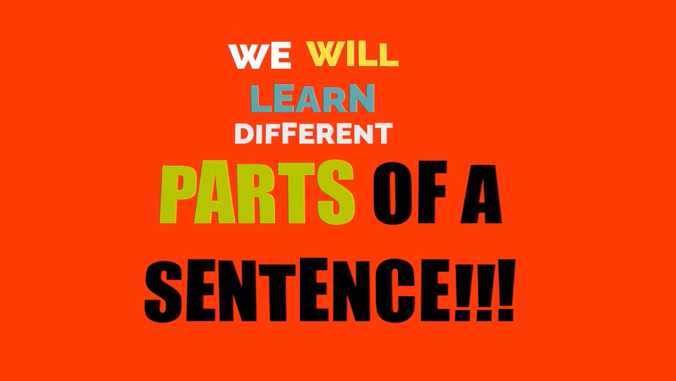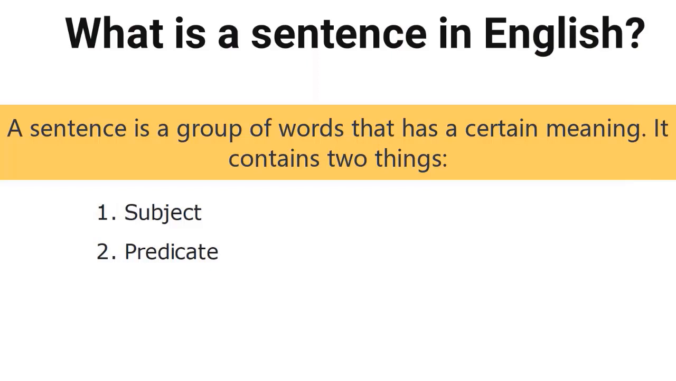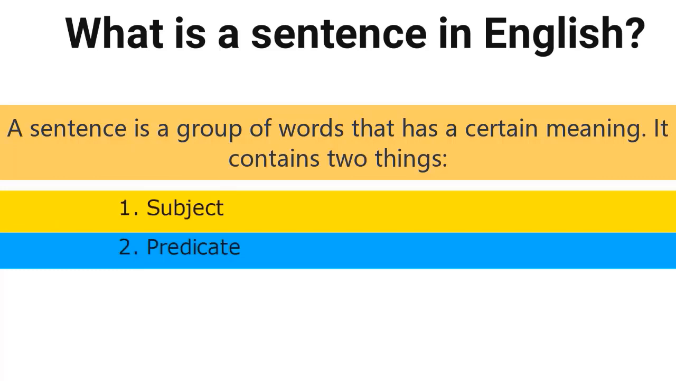Now, let's start with understanding what exactly a sentence is in English. What is a sentence? Guys, a sentence is a group of words or a combination of words that has a certain meaning, that has a particular meaning, all right? So a sentence basically contains two main elements that are subject and predicate. Now, what is a subject? What is a predicate? Let's talk about them. Let's master them one by one. Let's start with the first one, subject.